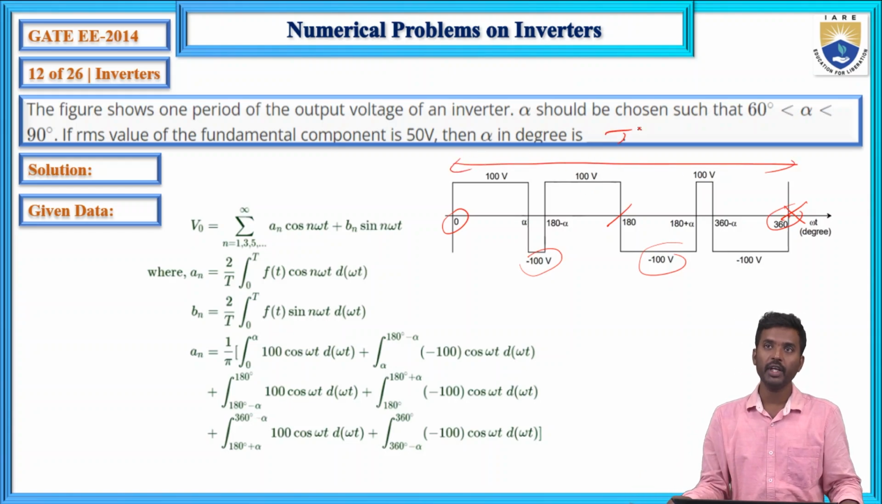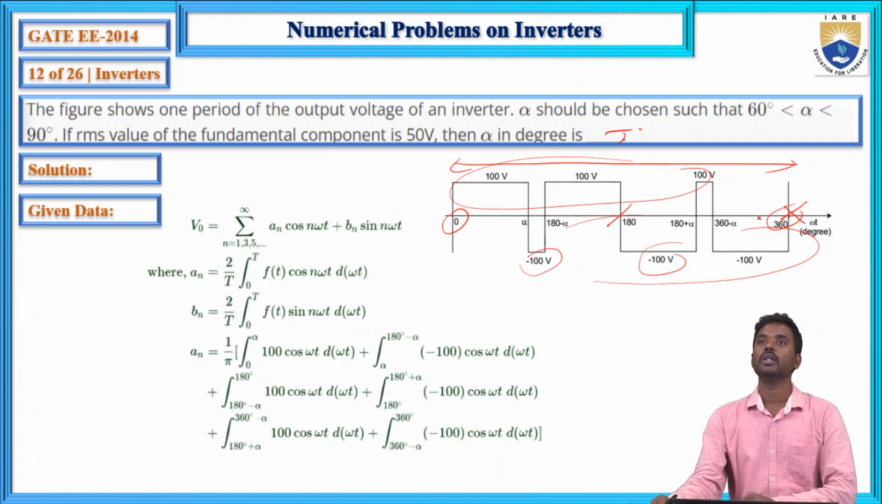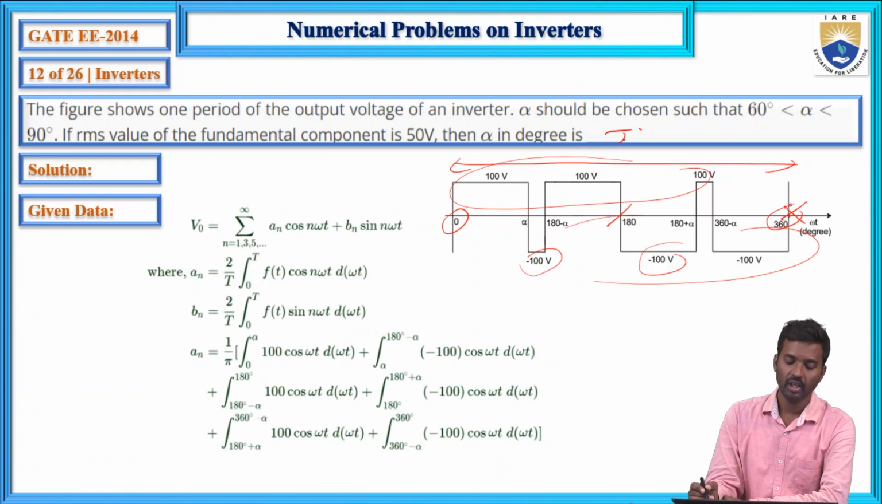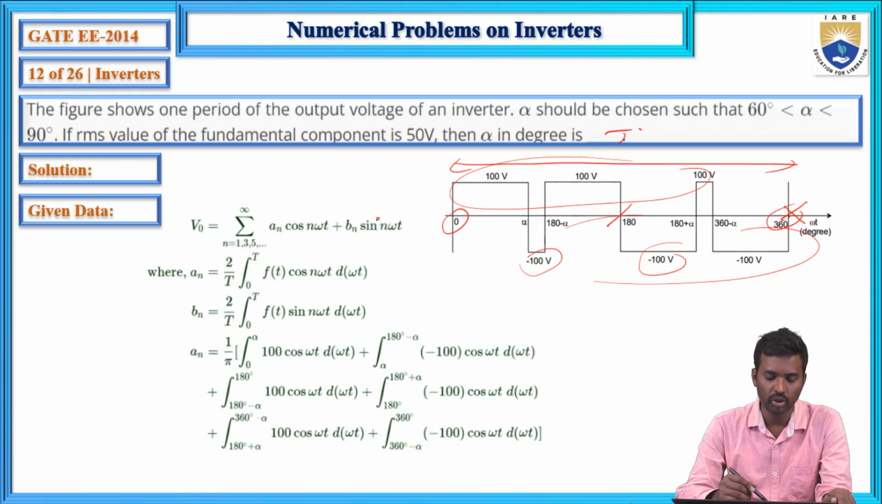The time taken to complete one cycle is known as the time period. A cycle means a complete set of positive cycle and negative cycle. These positive and negative sets together are one cycle. Here they gave the RMS output voltage, which equals 50 root 2. So this is the output voltage, 50 root 2, the RMS output voltage.